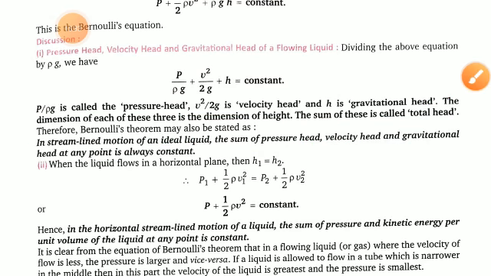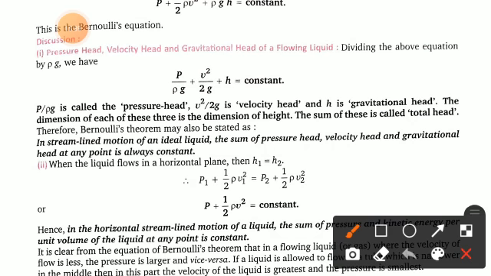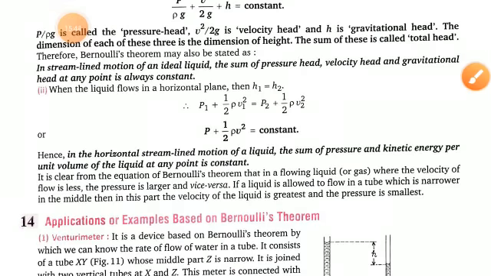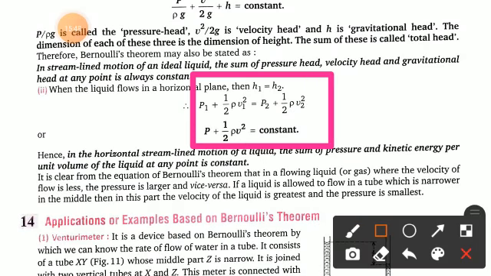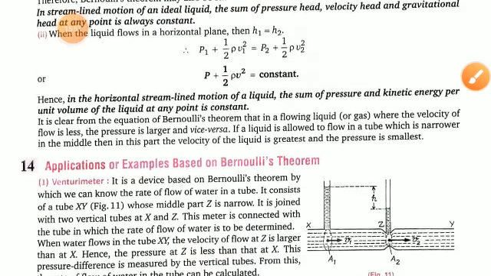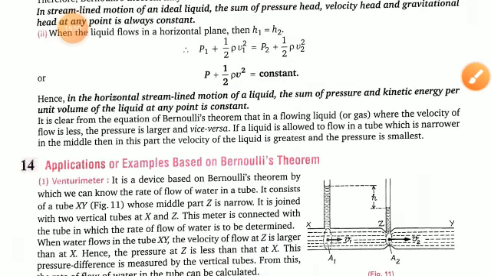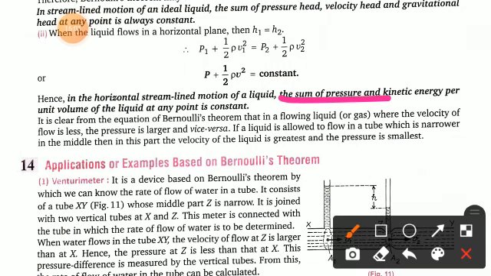Fine? Now you can see here, when the liquid flows in a horizontal plane, both the heights are equal. So in that case the relation changes like this: P1 plus half rho v1 square equals P2 plus half rho v2 square, and P plus half rho v square is equal to a constant. It means that in the horizontal streamline motion of a liquid, the sum of the pressure and the kinetic energy per unit volume of the liquid at any point is constant.